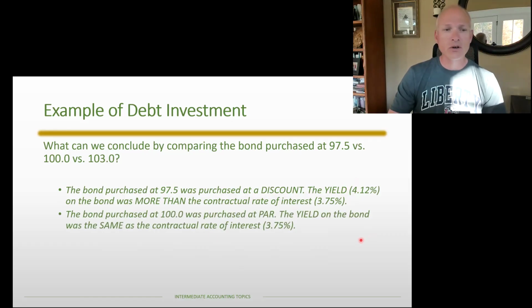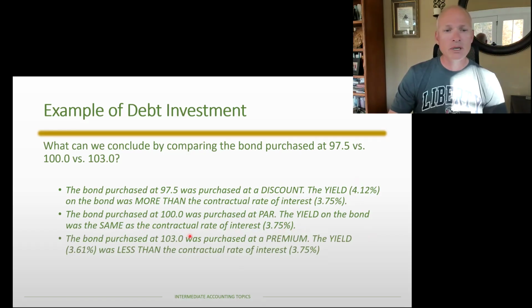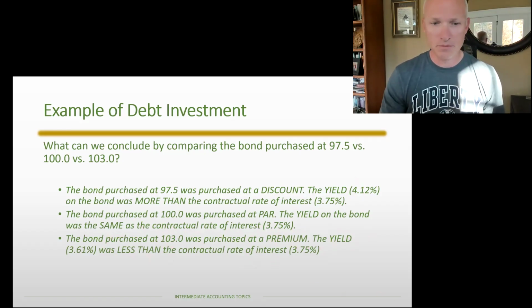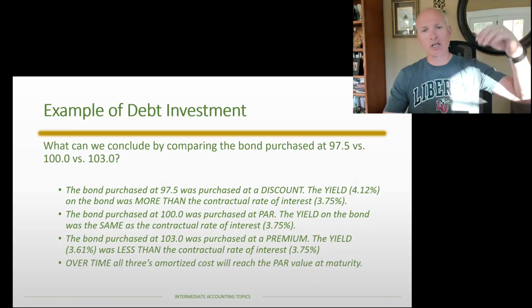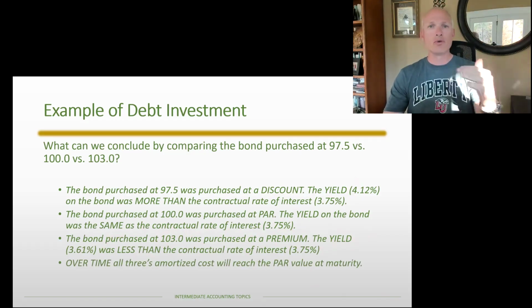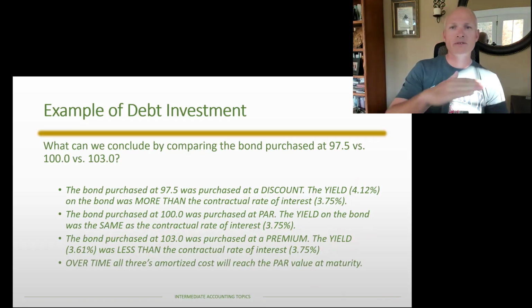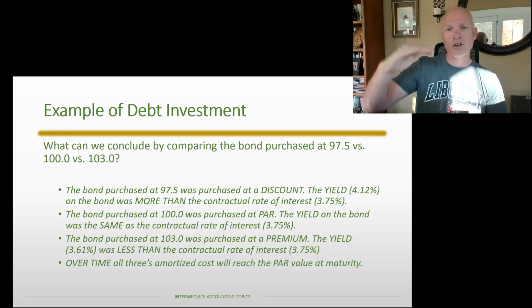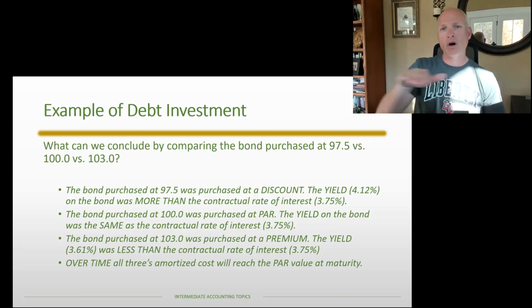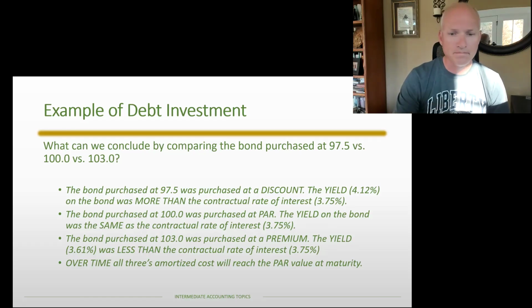At 100, the yield and the stated rate are going to be equal. And then at a premium, when you buy it at 103, the yield is going to be less than the contractual rate. In all three cases, over time, the amortized cost is going to go from that initial price to the par value. From the discount's perspective, it starts below par and works its way up. From the premium's perspective, it starts above par and works its way down. And of course, if I issue it at par, it's always at par the whole time.